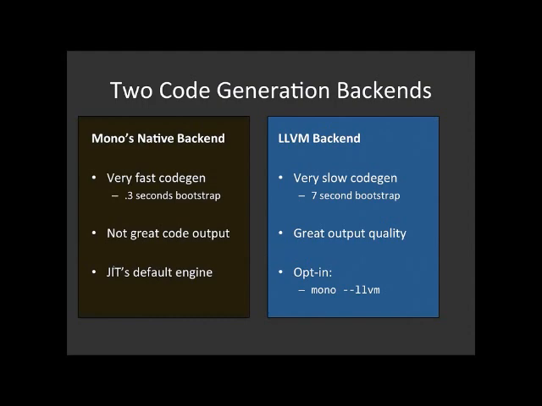The first thing that you need to understand is that Mono actually has two code generation backends. A code generation backend is a piece of code that will actually take your C# code and make it run natively on your machine. We have the Mono native backend, which is incredibly fast. It bootstraps our C# compiler in 0.3 seconds. So it's very, very fast at translating C# code into native code, but the output is far from great.